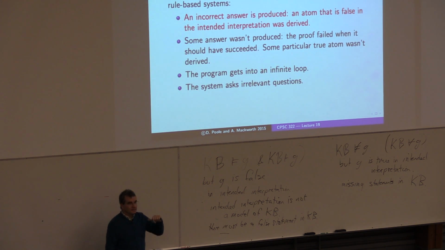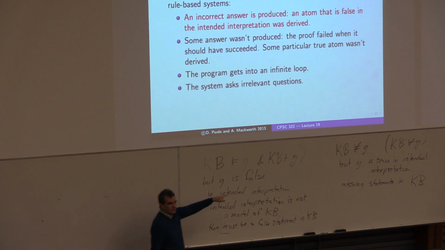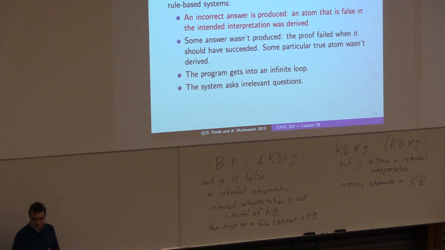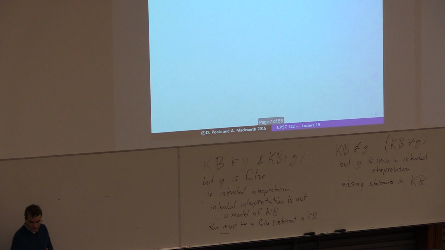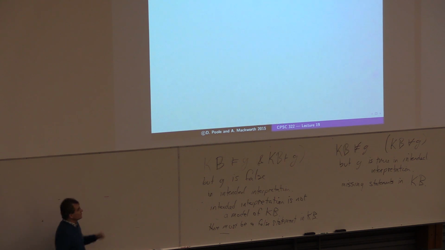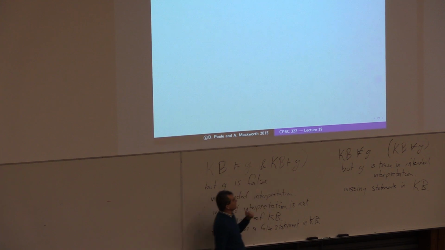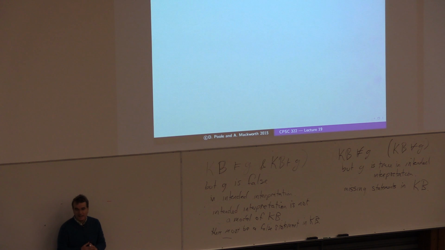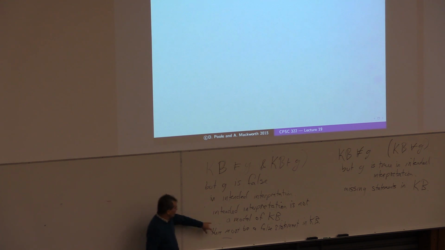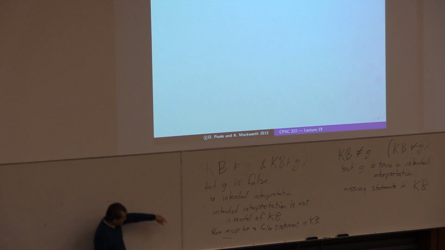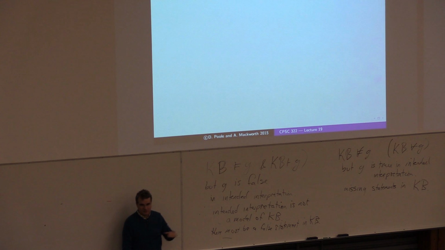So an atom that's false in the intended interpretation was derived. This is actually much more tricky to do, because you have to search to find the place where there's missing information. So we're just going to do this one. Now we're going to suppose an atom G was proved. So we have this knowledge base that derived G, but G is false in the intended interpretation. The idea is that we're going to find out which rule, which clause, is false in this intended interpretation. That's our goal. So we're going to look for a way to find this thing that must be false.